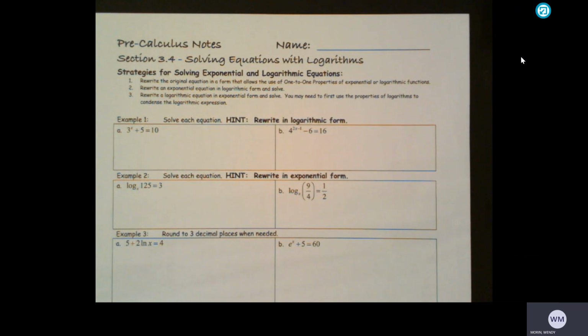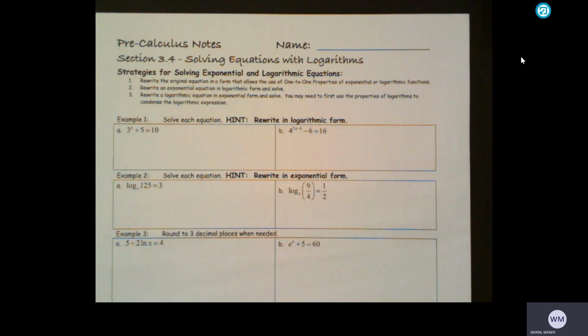Okay, solving equations with logarithms. So solving exponential or logarithmic equations. I told you this is where some of you are going to start having problems. If you've been keeping up on things, that's going to make things much easier for you. If you haven't been keeping up, it's going to catch up to you. So let's hope that you've been keeping up to this point.